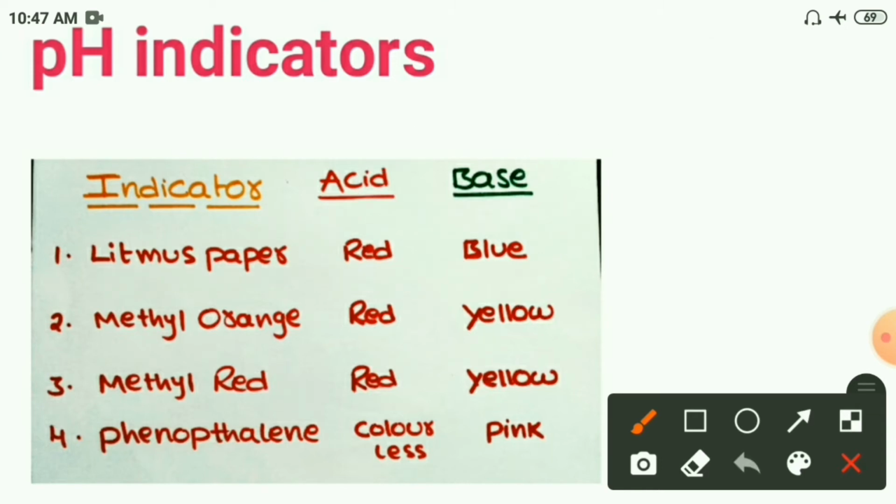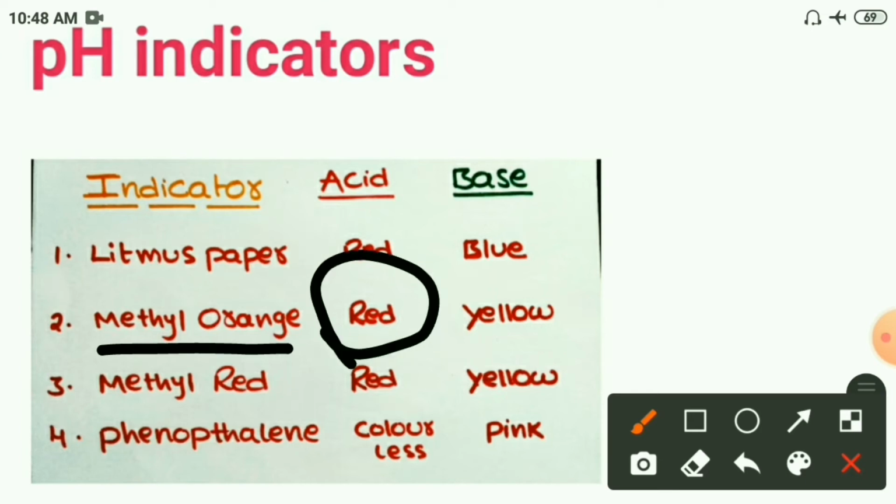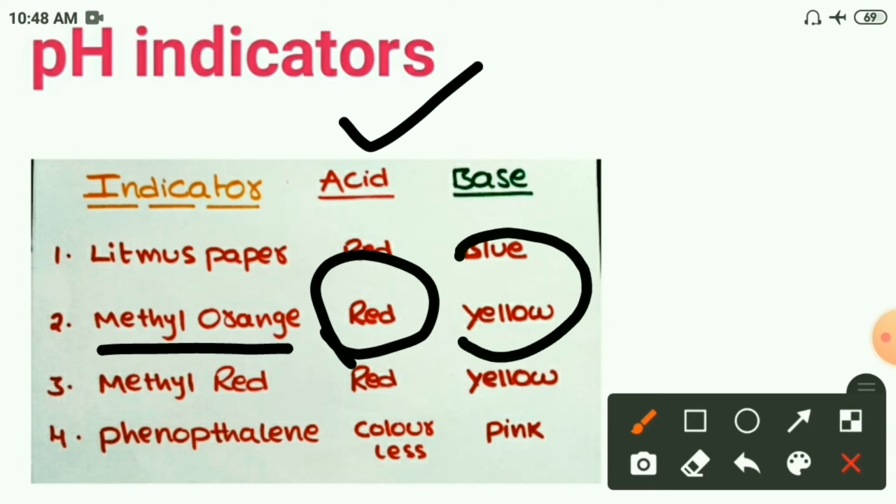Next, the methyl orange indicator. It looks like a liquid. This methyl orange liquid is put into the required solution. If the solution turns red, it is an acid. If the solution turns yellow, it is a base.